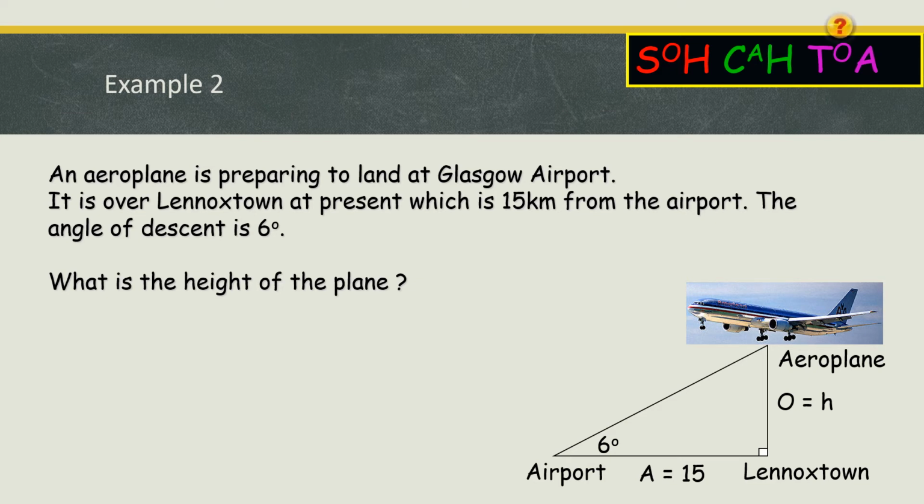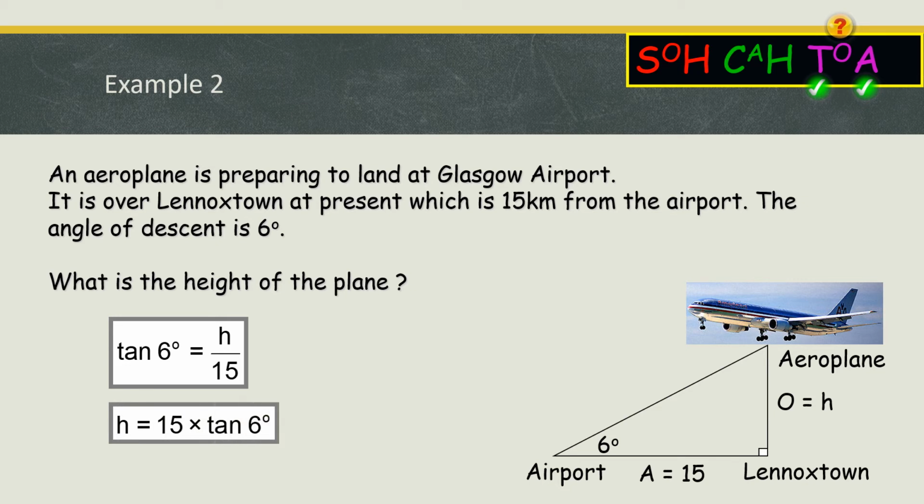So we're going to use our tan ratio again, because we've got our angle and we're looking for the opposite side, and we've got our adjacent side. So tan of 6 equals h over 15. So h equals 15 times tan of 6. And that gives us a 1.58 kilometer height for our airplane.